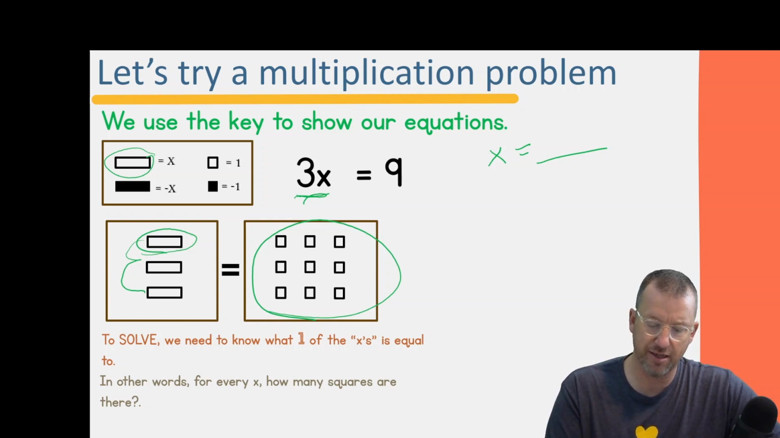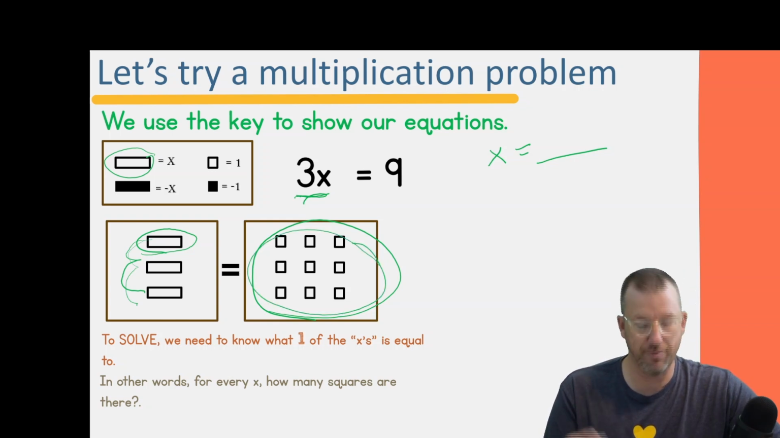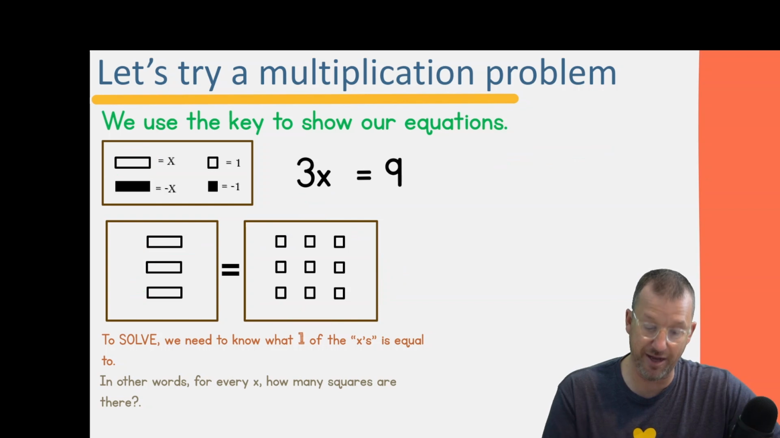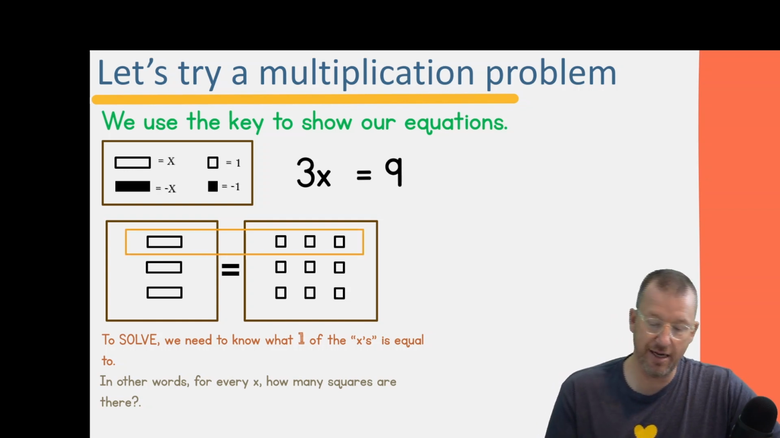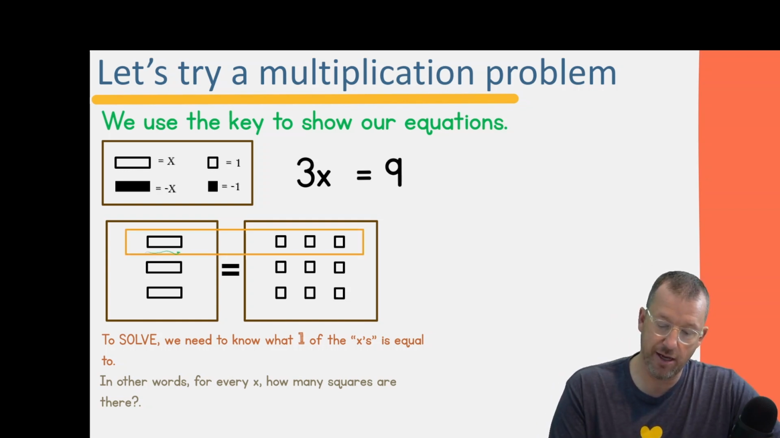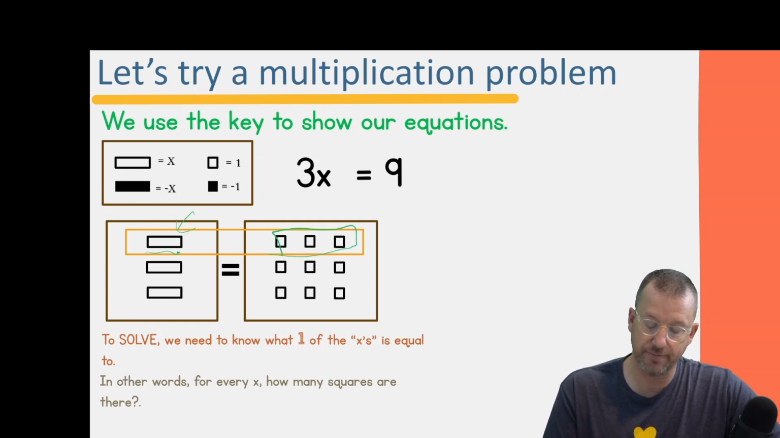So it sounds like I have 3 x's over here, and I'm breaking this into 3 groups. When I say breaking it, it kind of sounds like I'm saying divide, which is the opposite of multiplication. Clue, clue, hint, hint. Okay, we need to split that up. So for every rectangle, which means my one variable, has 3 squares. Does this one have 3 squares? Yep, same thing. Does this one have 3 squares? Yep.